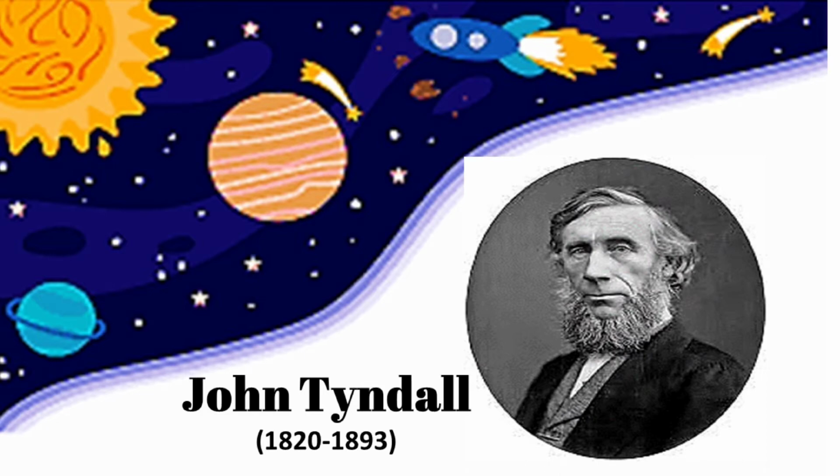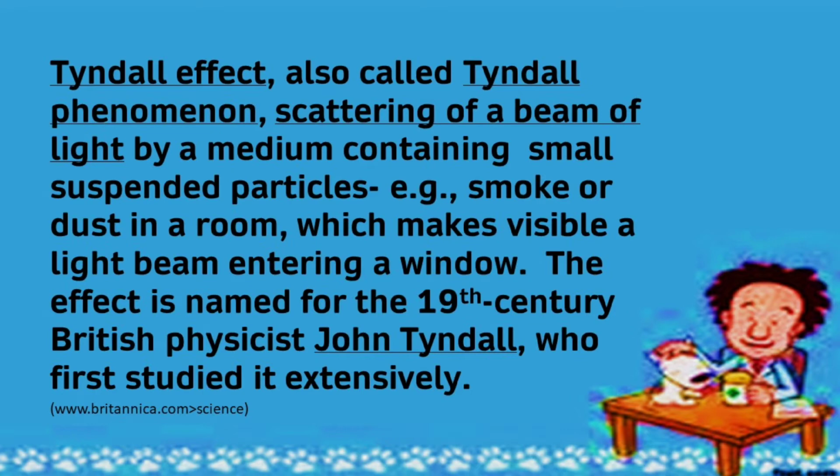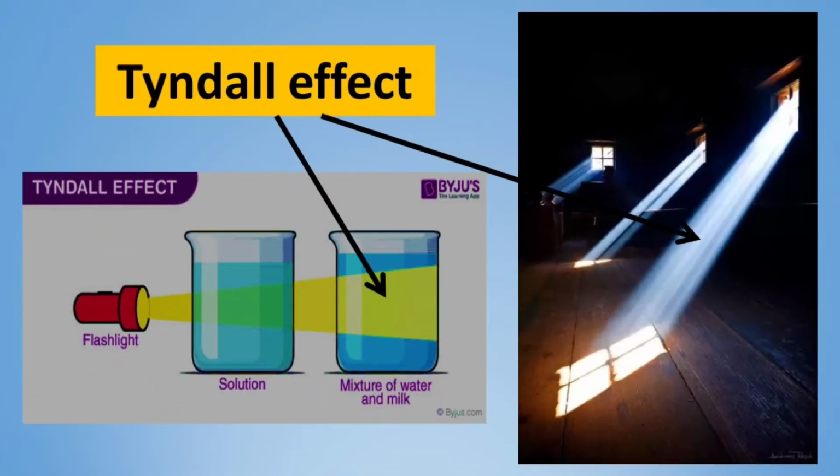John Tyndall, from 1820 to 1893, was a prominent 19th century British physicist. Tyndall effect, also called Tyndall phenomenon, is the scattering of a beam of light by a medium containing small suspended particles, such as smoke or dust in a room, which makes visible a light beam entering a window. The effect is named for the 19th century British physicist John Tyndall, who first studied it extensively. Here are examples of the Tyndall effect in nature.